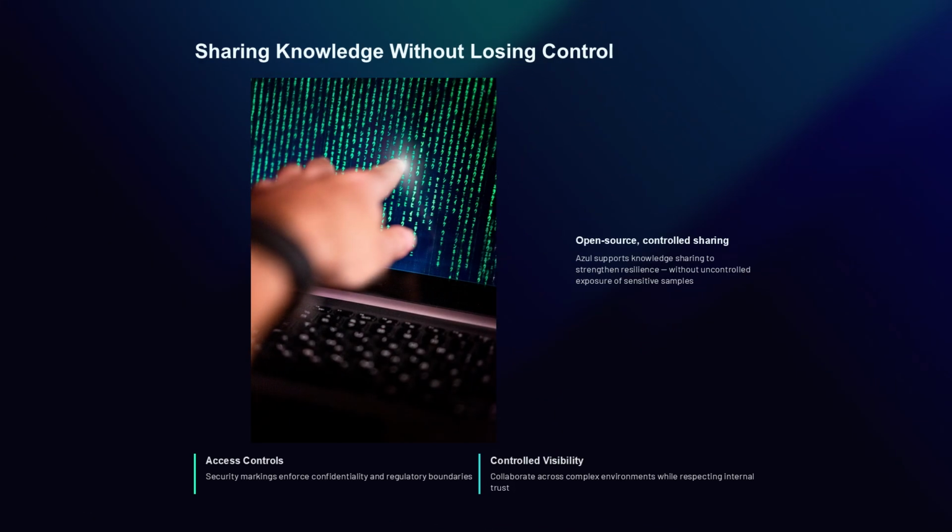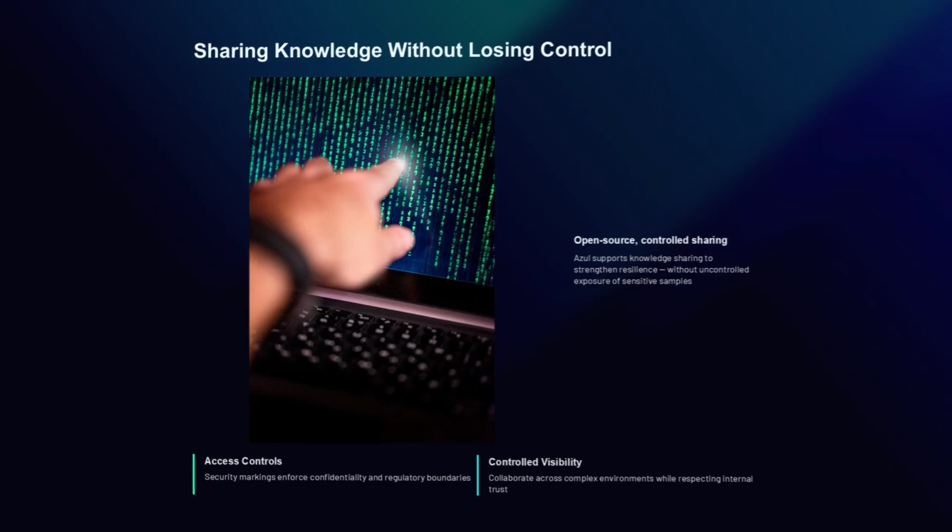Open source tools like Azul support knowledge sharing and improved analytical practices, which strengthens resilience against evolving threats. But knowledge sharing does not mean uncontrolled sharing of sensitive samples. Azul's access controls and security markings support safe handling and controlled visibility, which is the practical way to collaborate in complex environments while still respecting confidentiality, regulation, and internal trust boundaries.